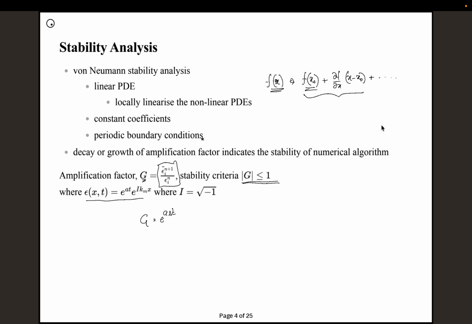We derived that we will only focus on something called the amplification factor, which is the ratio of the error term at n plus 1 to n time step, and ensure what the criteria of the particular scheme are that will ensure this amplification factor is less than or equal to 1.